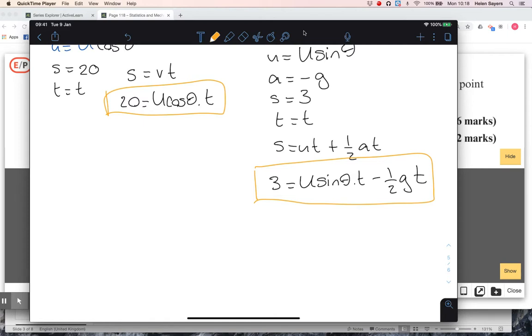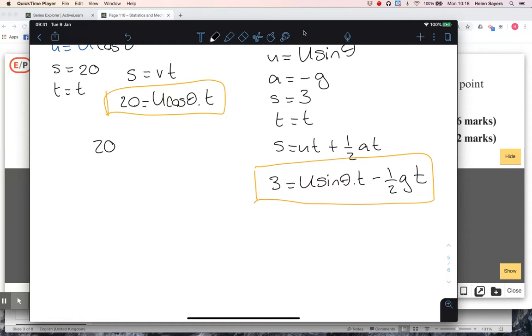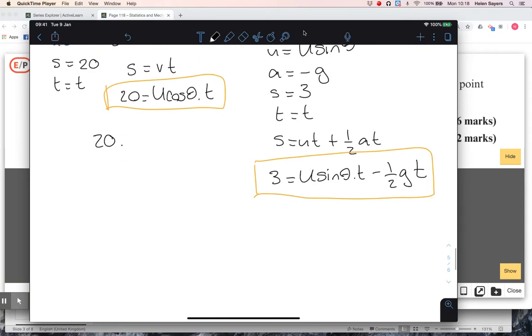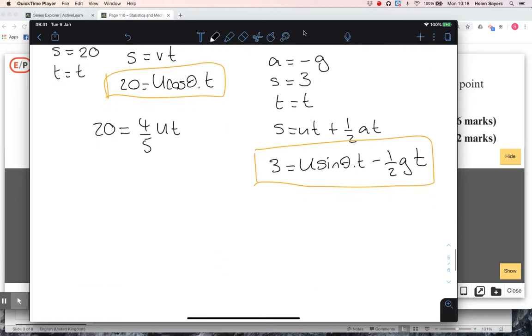I do know what sine theta and cos theta are, so let's substitute those in just to tidy them up a little bit. Cos theta was 4/5, so 20 is 4/5 capital U t, and sine theta was 3/5, so this can become 3 equals 3/5 capital U t minus half g. Oh, sorry, I forgot my squared.